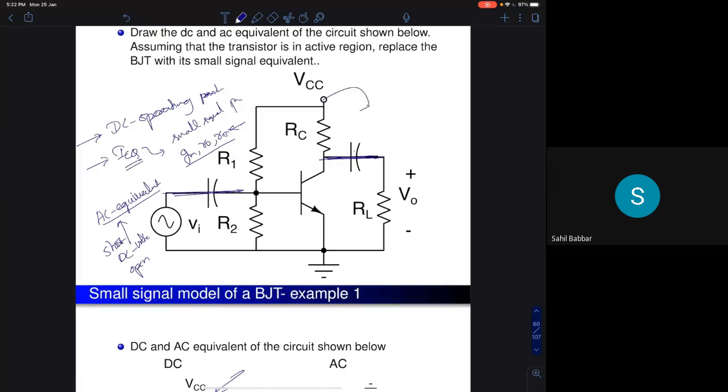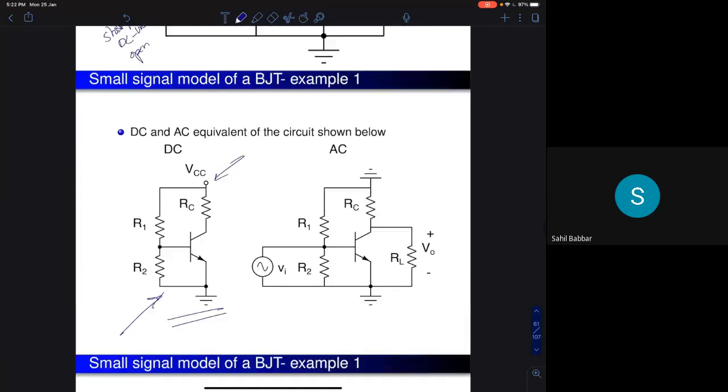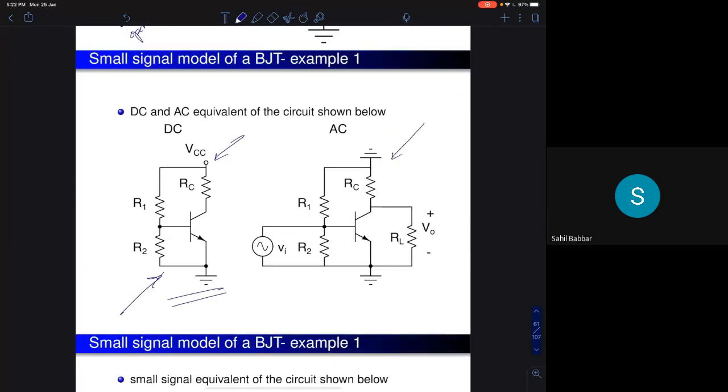Short circuit the DC voltage source. Okay, DC voltage sources should be short. Whenever you are doing AC equivalent circuit, all the DC voltage sources should be short circuit. Even current sources should be open circuit. If there was a current source, remove the current source, open circuit it. Then draw the circuit. So this becomes AC equivalent.